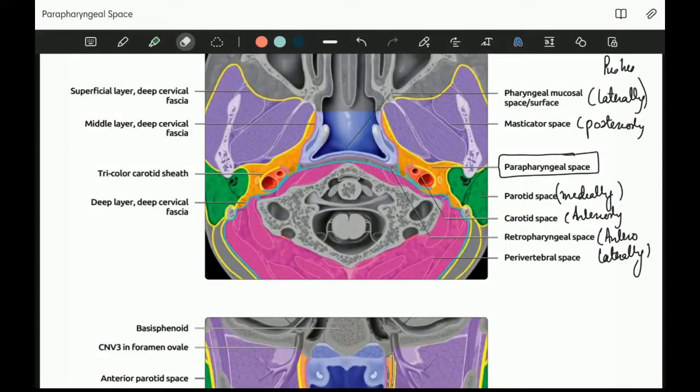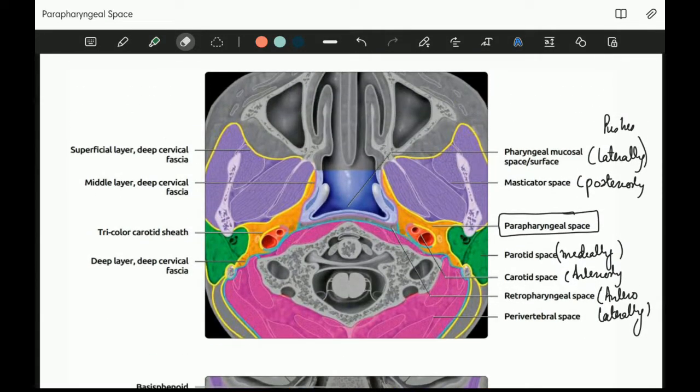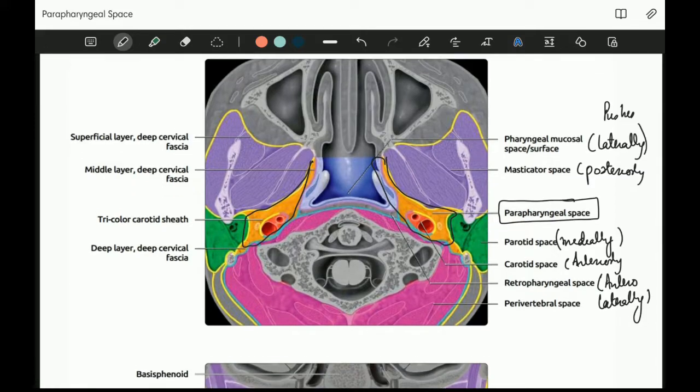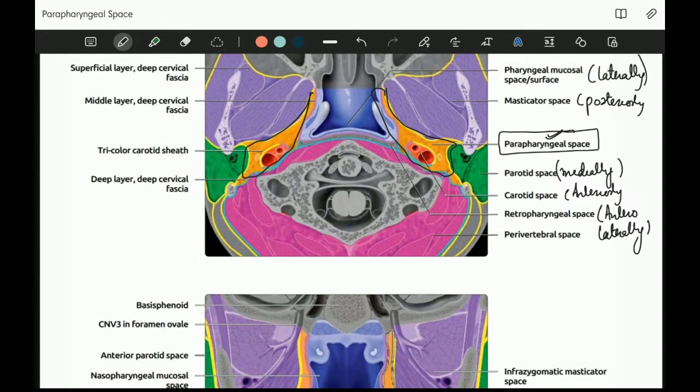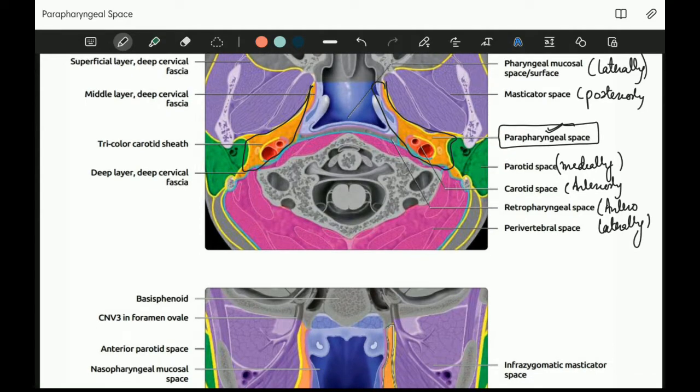Let's start with the first space, that is the parapharyngeal space. These are paired, central, crescent-shaped, fat-filled spaces in the lateral suprahyoid neck. It just contains the fat and thus it is visible on CT as well as MRI. As it contains only fat, therefore rarely any lesion is seen arising from it.